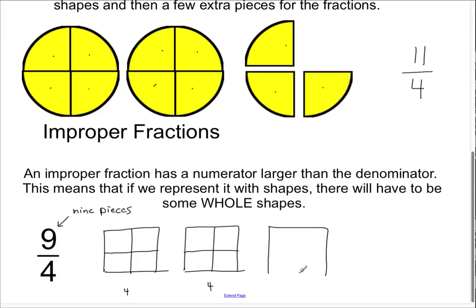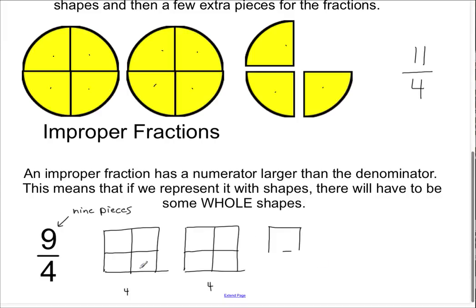So I'm going to draw another box and split it into quarters, but I don't need all of those quarters now, do I? I only need one more because I've got 4 here and 4 here, so I need one more. So I'm going to erase 3 of them so that what I have is my 9 pieces, or my 9/4.